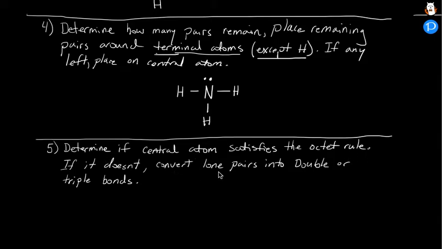And now, last step, determine if the central atom satisfies the octet rule, and if it doesn't, then we have to start converting our lone pairs into double or triple bonds to try to make it work. Well, if I look at nitrogen here, it has 2, 4, 6, 8 electrons around it, and that satisfies the octet rule. And all the hydrogens also satisfy that rule because they have 2 electrons around them, which is what they want. And so this is done. This is what the Lewis structure would look like for NH3.